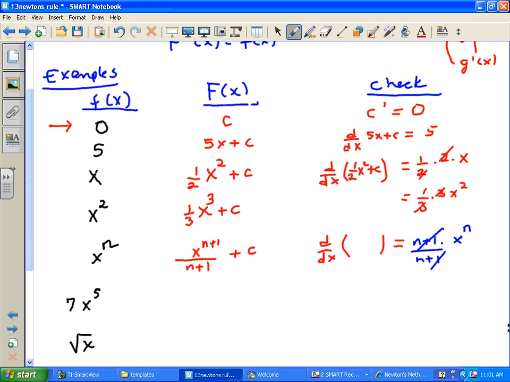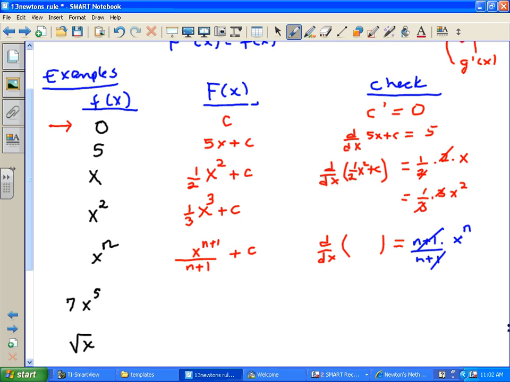So this is a rule I want you to remember. X to the n, the antiderivative will be x to the n plus 1 over n plus 1. This is the complete opposite of differentiation. Instead of subtracting 1 from the power, you're adding 1. Instead of multiplying by the previous power, you're dividing. So it's a complete opposite process. For instance, 7x to the 5. Let's apply this new rule now, okay?